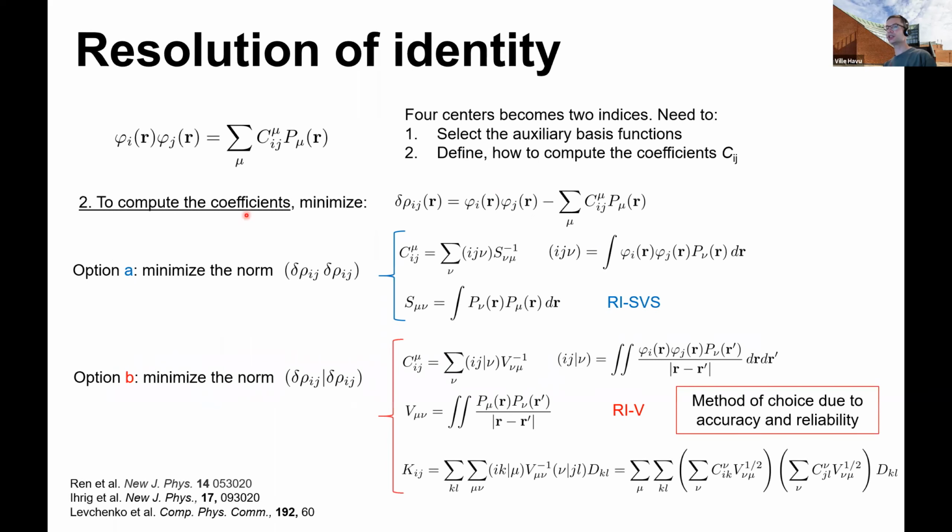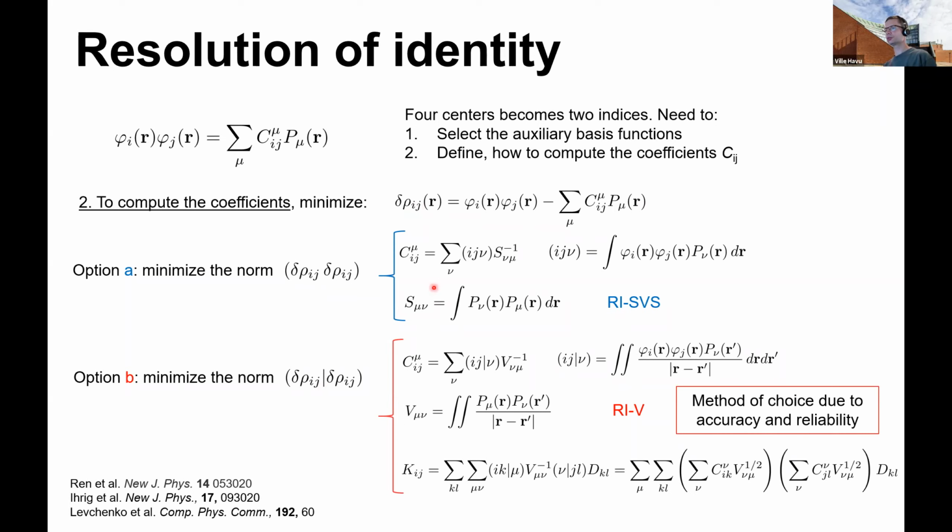So let's start with how to compute them. The obvious algorithm, again, is to minimize the error. This is the error you have, and you want to minimize it. There are two options immediately. You can either minimize the L2 norm, which is simply the norm of this, or you can minimize the Coulomb norm, where the dash here means that you have the Coulomb potential as the metric.